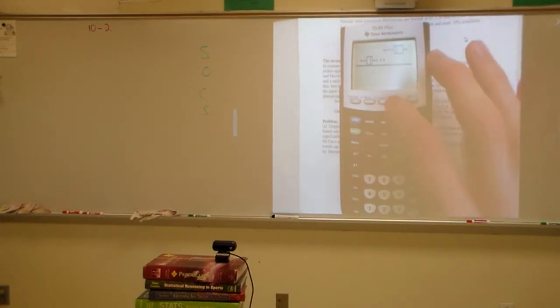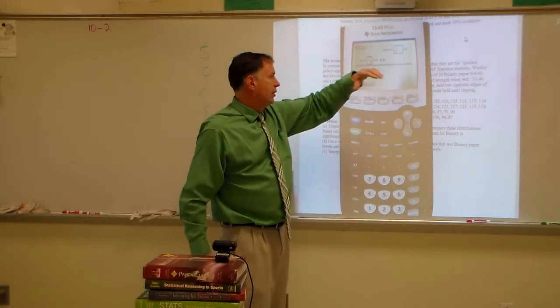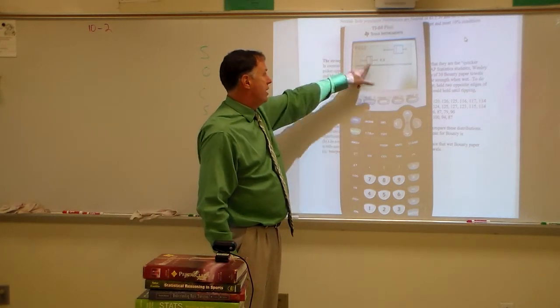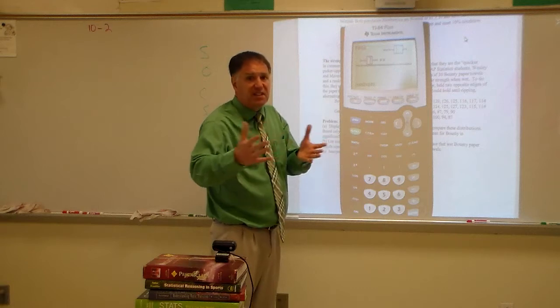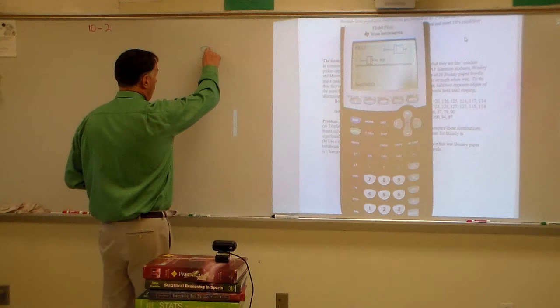Let's hit trace. This is going from 103 to 128, and the bottom one, what's that, 103 to 128, so the spread there is 25. Here it goes from 77 to 103, so you could say the spread of the Bounty distribution and the generic distribution are roughly the same. They're about 25.